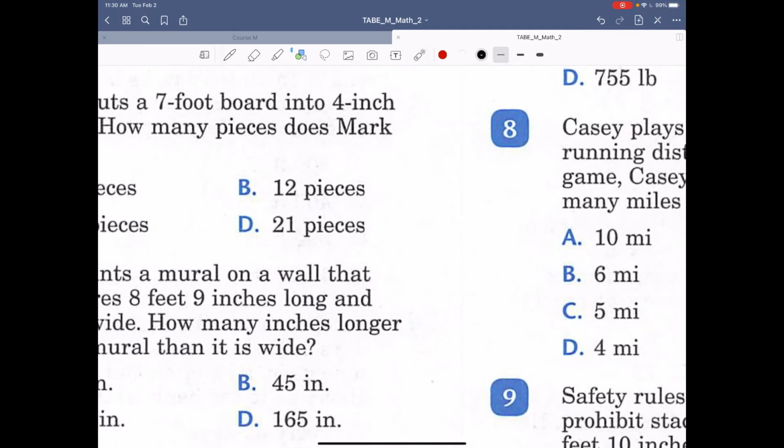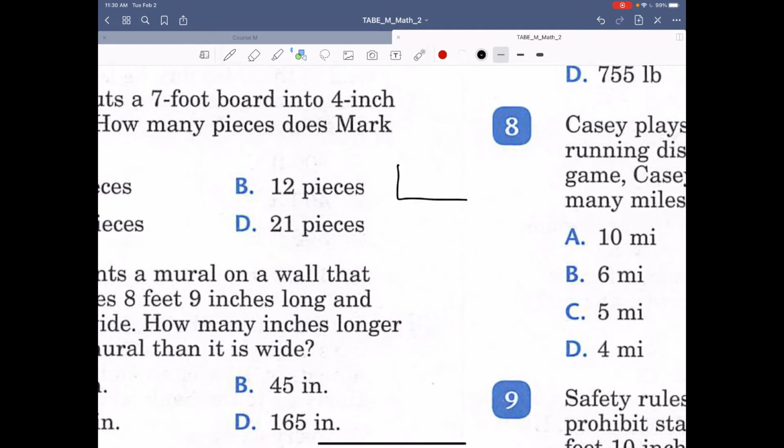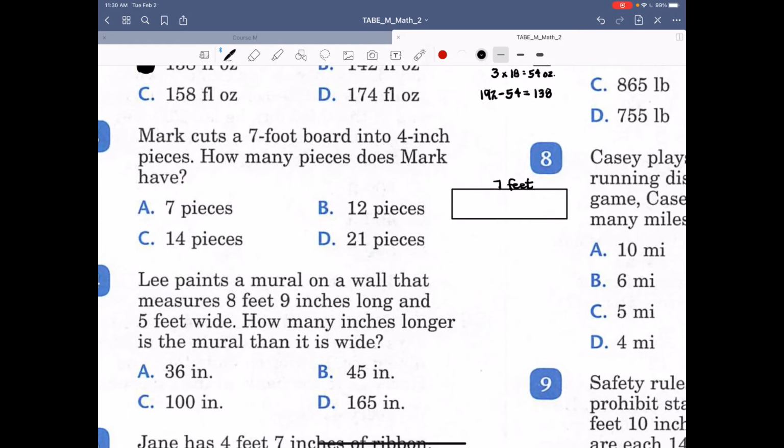So again, I'm going to use a picture. I'm going to take this board that Mark has that is 7 feet long. But be careful. Be very, very careful. The pieces he's cutting are not 4 feet. They're 4 inches. So when he makes a cut here, it's not this long. It is this long. He's cutting very small pieces.